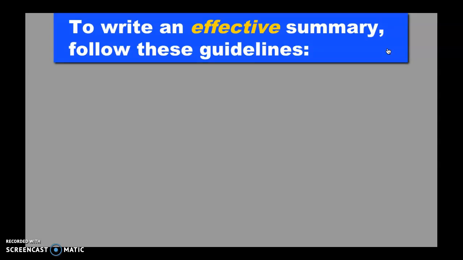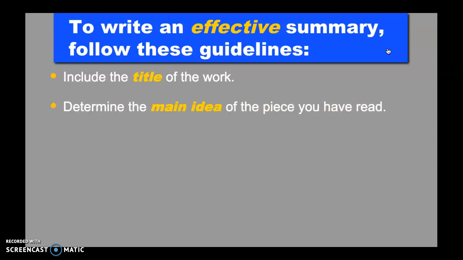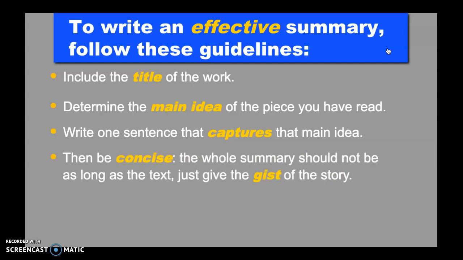To write an effective summary, you should follow these guidelines. First, you should include the title of the work. And if you have the author's name, which you usually do, you should include that as well. Next, you should determine the main idea or the big idea of the piece that you've just read. Once you've done that, you want to write one sentence that captures that main idea or big idea. Then after that, you just want to be concise. The whole summary should not be as long as the text. You just want to give the gist of the story.